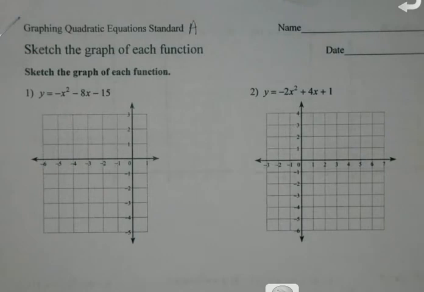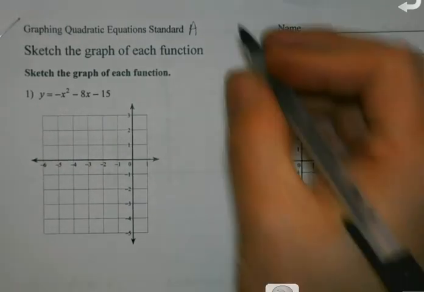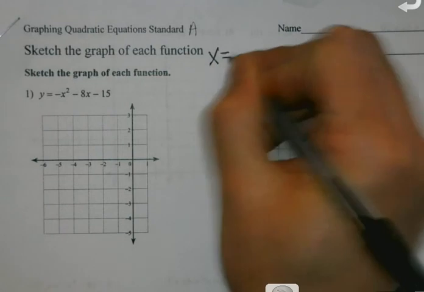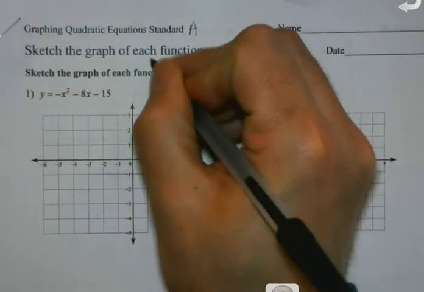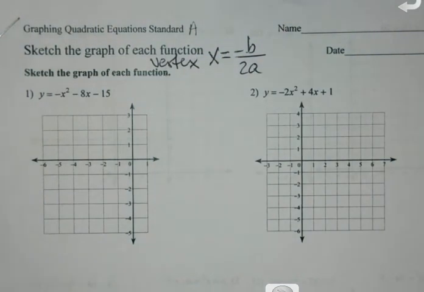Just a quick review. Whenever we're doing any of these, my first job is to find the vertex. Now, unfortunately, on this sheet today, I didn't give you a chart in advance, so you're actually going to have to work at this a little bit. So, this little guy right here is going to be key, because this is how I find the x value of my vertex every time.